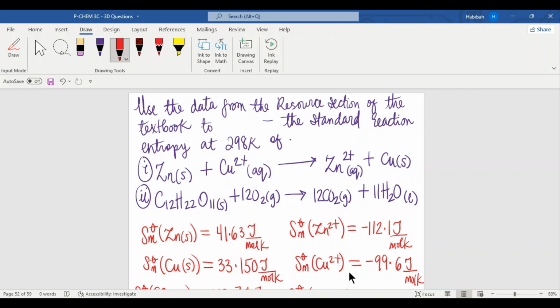Today we're going to be working on the question on the screen, which says: use the data from the resource section of the textbook to determine the standard reaction entropy at 298 Kelvin of the following reaction. I apologize, let me quickly write "to determine" here. Anyways, use the data from the resource section of the textbook to determine the standard reaction entropy at 298 Kelvin of the following reactions. The first reaction and then the second reaction.